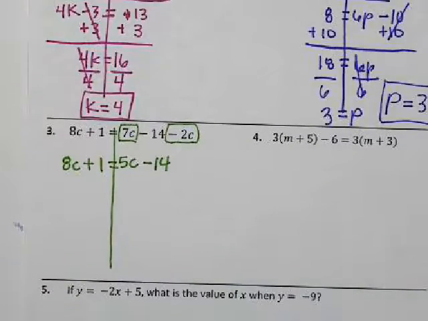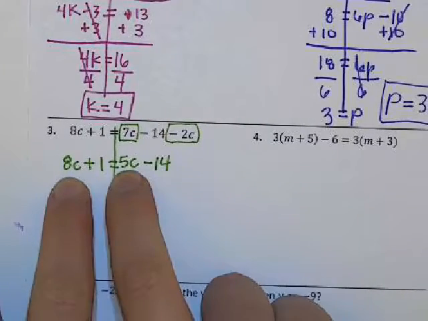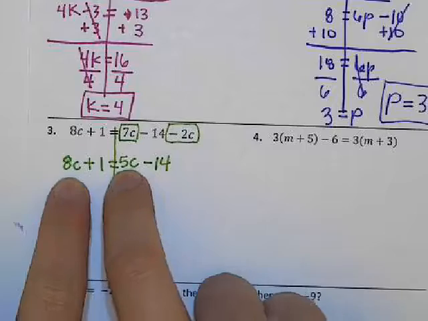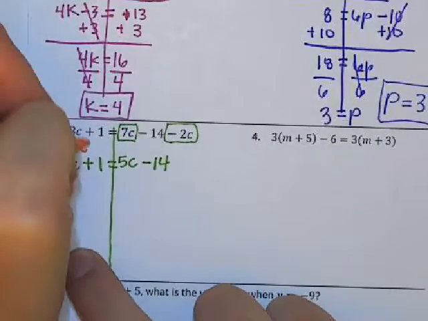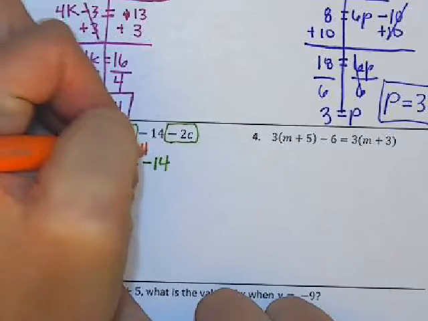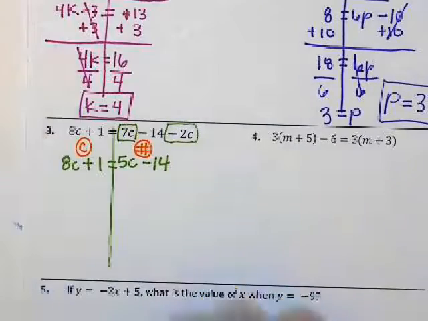All right. Am I ready to start solving? No. Am I ready to start moving things from one side to the other? Yeah. Okay. Now I got to decide. Which side is going to be the c side? 8 or 5? Which one's bigger? 8. 8 is bigger, so that's going to be my c side. This is my number side.